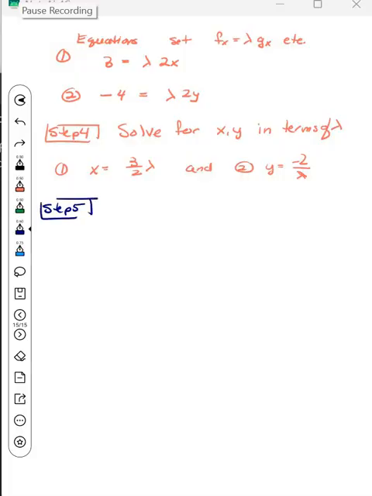For x, shouldn't it be 3 over 2 lambda? Not 3x? Oh, sorry, right, you're right. Even with all that neatness, I still made a mistake. Oh, that was right too.